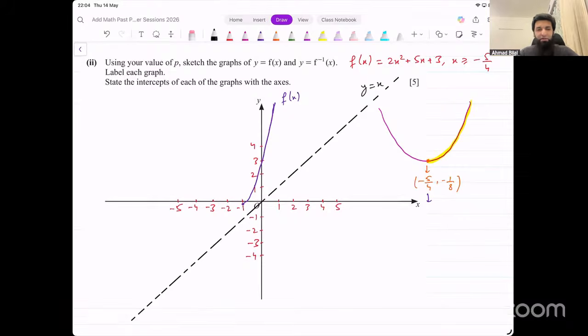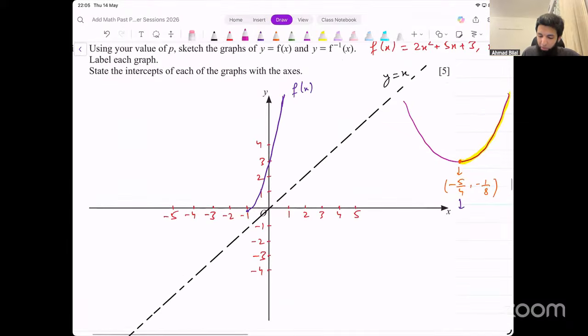Now, how do you draw the inverse function? Should we find the inverse function first? It's not required. You can just reflect this graph. Now, how would you reflect the graph? You just interchange the points. You know the y-intercept of this graph was at 3. So the x-intercept of the inverse graph is going to be at 3 on the right side. This is the x-intercept of the inverse graph.